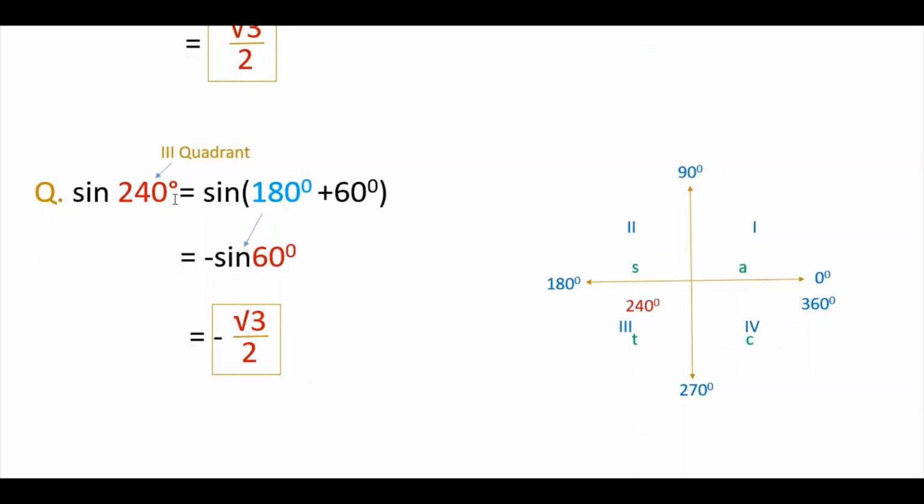And next one is sine 240 degrees. You can write 240 degrees as 180 plus 60 degrees, since it is nearer to 180. And 240 degrees is in the third quadrant, 180 to 270. In the third quadrant, tan and cot are positive. But here it is sine, so it is negative, so you have to put minus. And here sine of 180 plus: whenever 180 plus x comes, no need to change the trigonometric function. So minus sine 60 degrees, that is minus root 3 by 2.